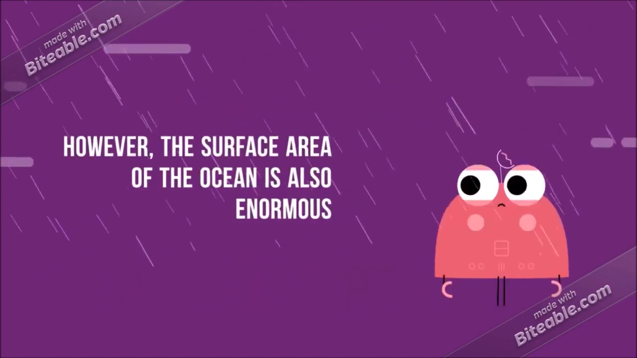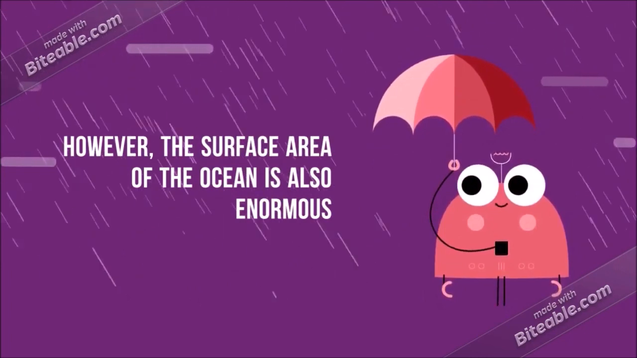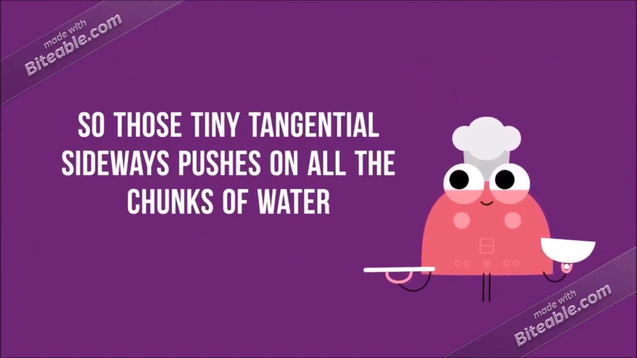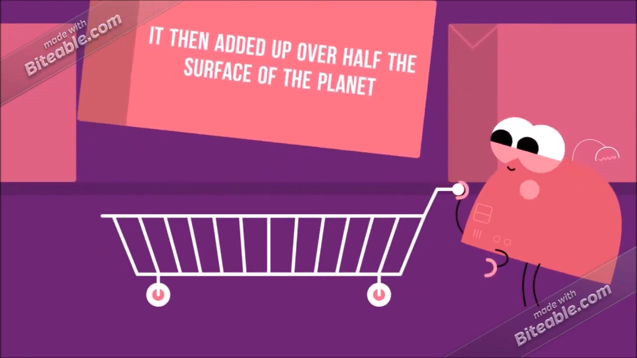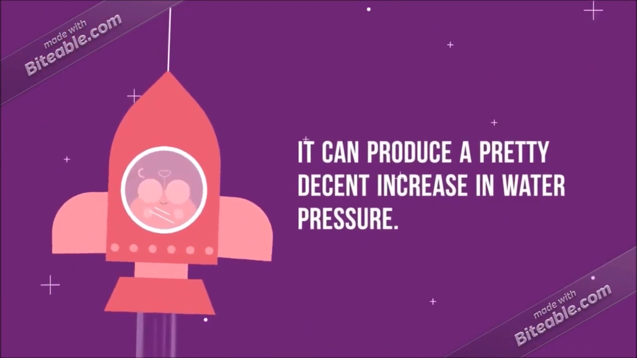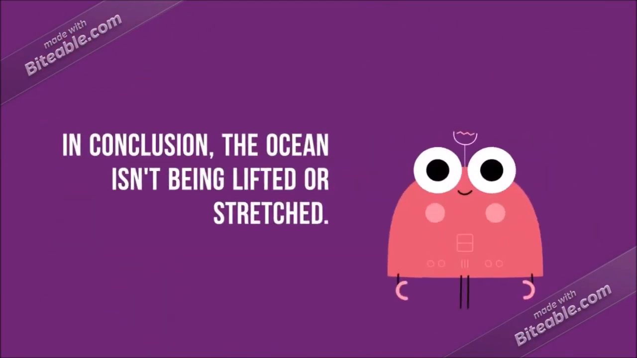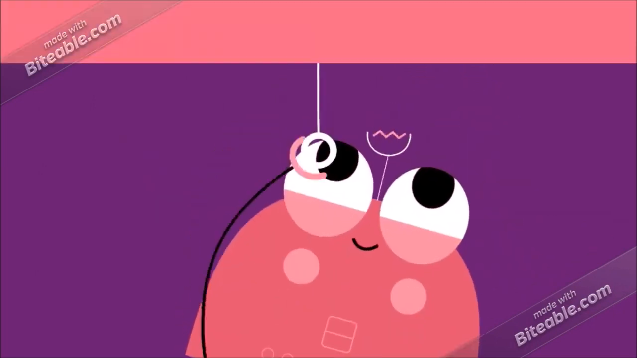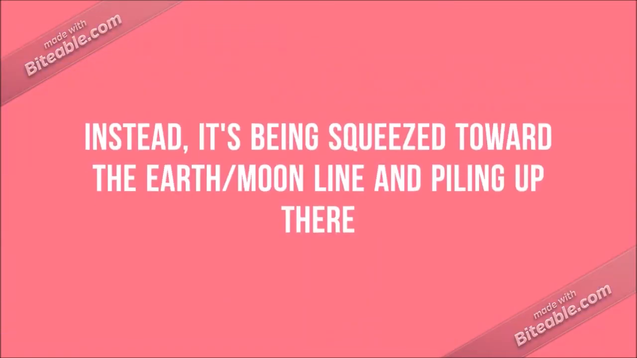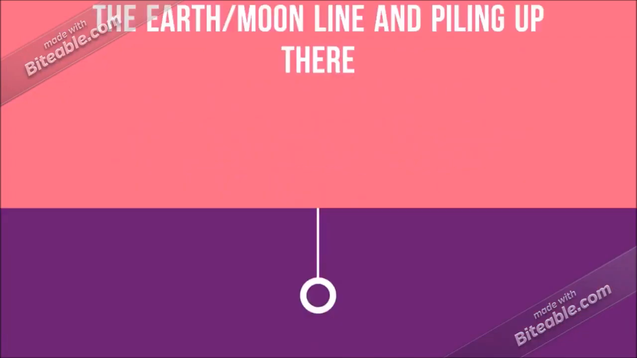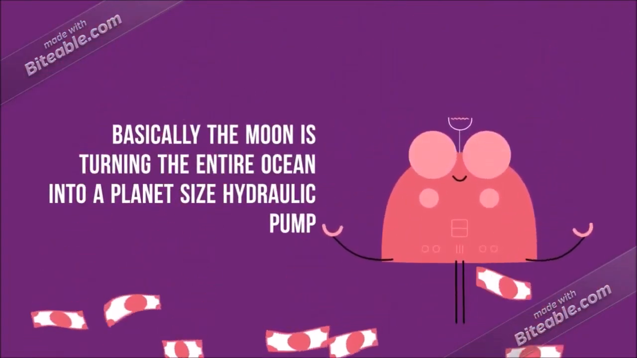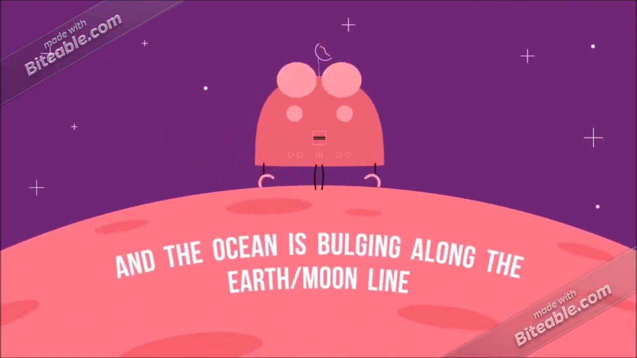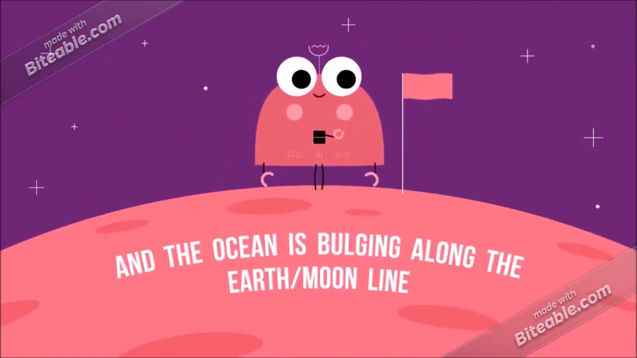However, the surface area of the ocean is also enormous, so those tiny tangential pushes add up over half the surface, sideways on all the chunks of water on the planet, and can produce a pretty decent increase in water pressure. In conclusion, the ocean isn't being lifted or stretched. Instead, it is being squeezed toward the Earth-moon line and piling up there. Basically, the moon is turning the entire ocean into a planet-sized hydraulic pump, and the ocean is bulging along the Earth-moon line.